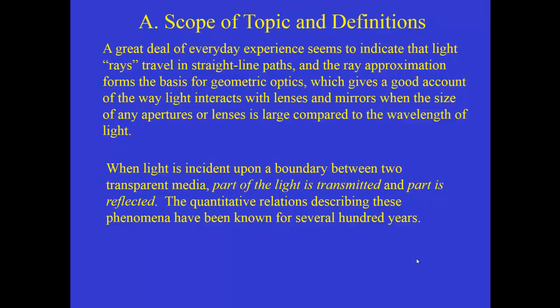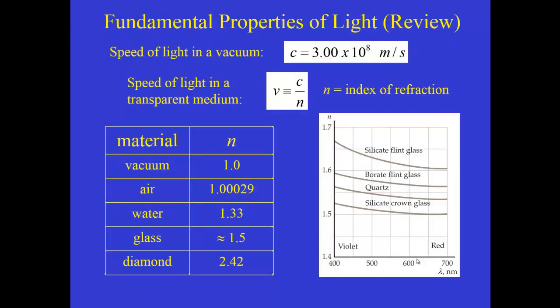So in general, let's first look at what happens when light in one transparent medium hits an interface with another transparent medium. The general case is that part of the light that comes in is transmitted through into the second medium and part is reflected. And let's look at the quantitative relationships relating the incident light path to the reflected or the transmitted light path. But first, some basic review of the fundamental properties of light.